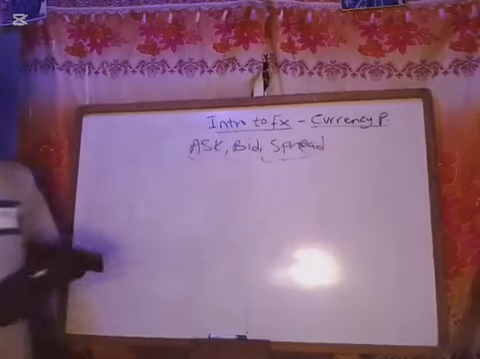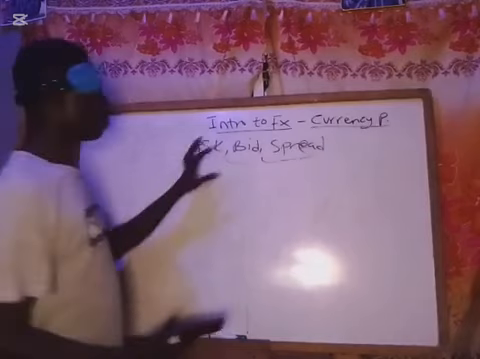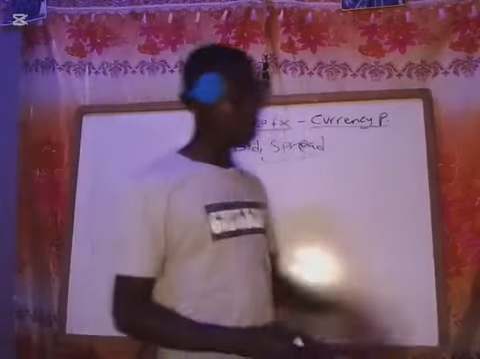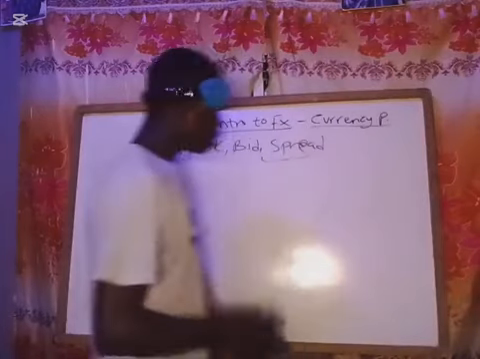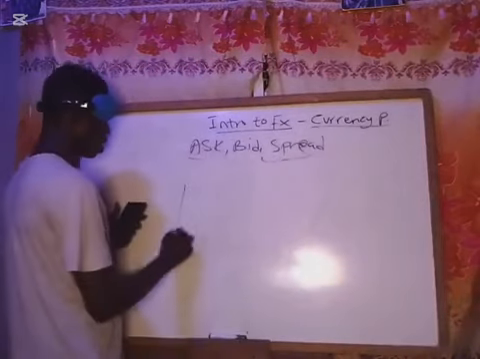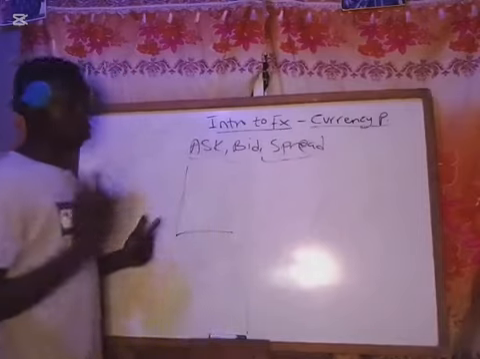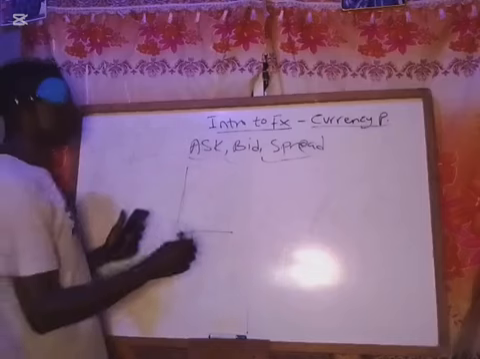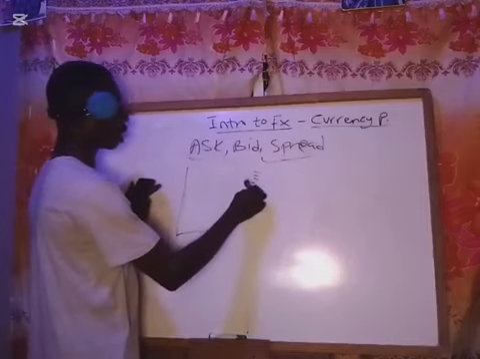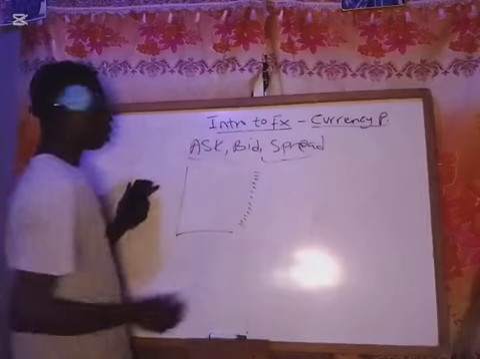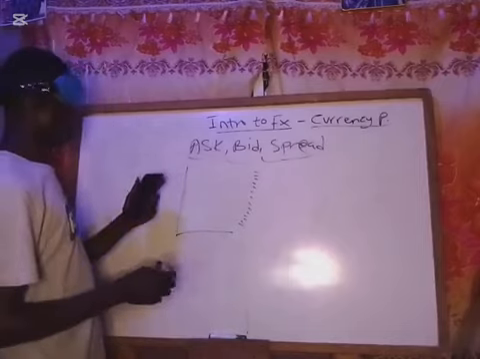Now we have the ask price, the bid price, and then the spread. When you open your MT5, or MT4, or your TradingView, you're going to see some numbers over here, and then you will see your price.